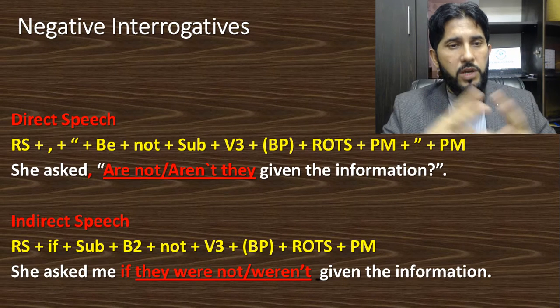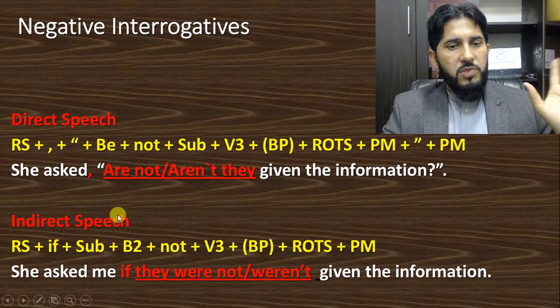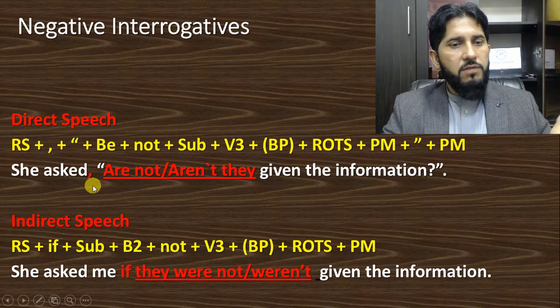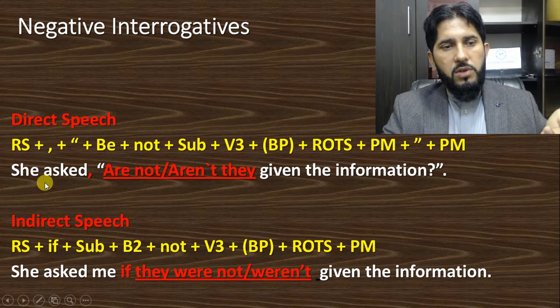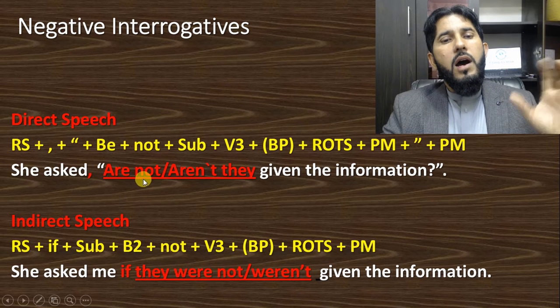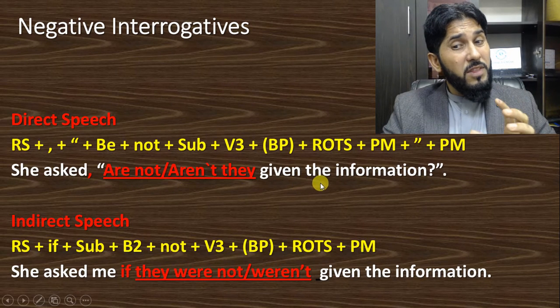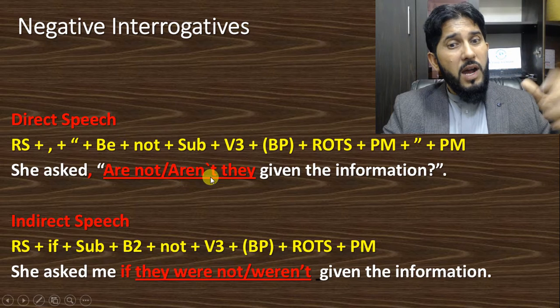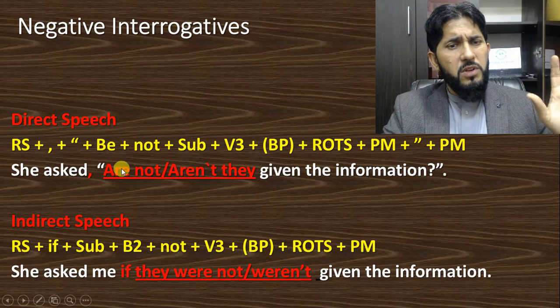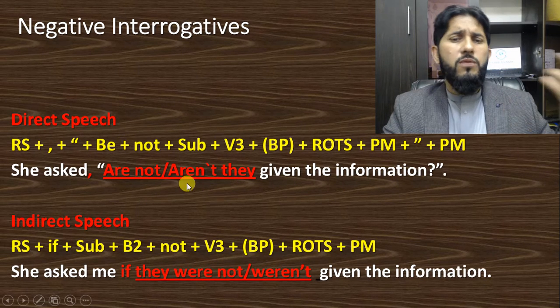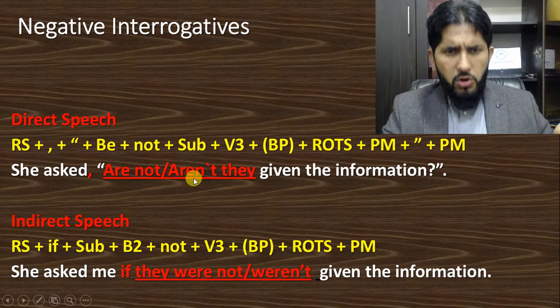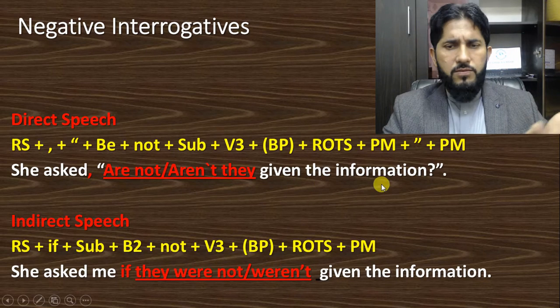Now, negative interrogative sentences. Again, we use the conjunction if instead of a comma. So look at the example. She asked, are not they given the information? Or you can use the short form, aren't they given the information? The short form is very common, okay? Aren't they given the information?